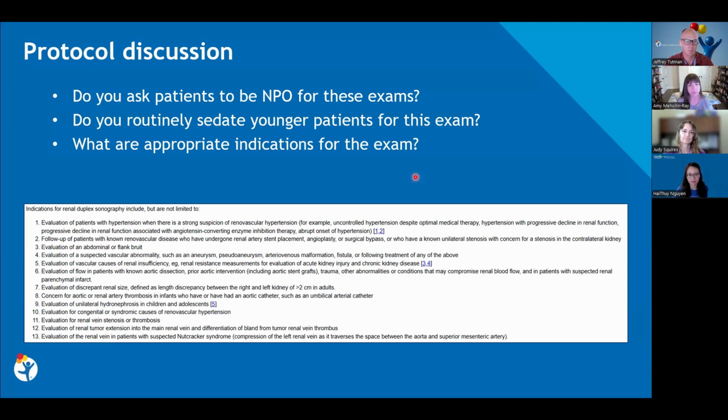Right. Yeah, and that's such a challenge too, just the time it takes to reach out to providers and get them on board with it. I think it's one of the more challenging parts of our ultrasound workflow.